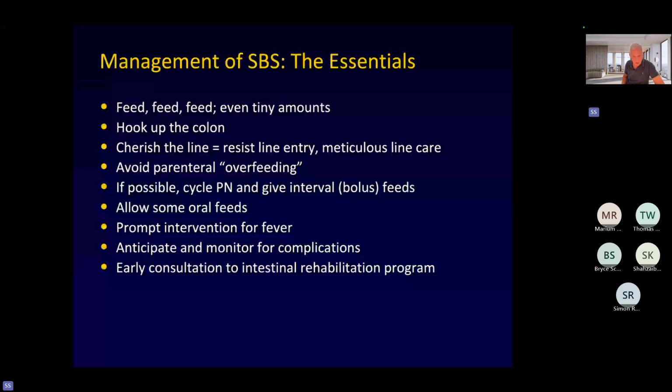Don't be a hero. If you have a patient whose length of small bowel or site of resection predicts a long-term course on parenteral nutrition, these patients should be referred to an intestinal rehab program. And then early referral for potential small bowel transplantation. That really is something that we really don't have to engage in. We really need to engage in the early consultation to an intestinal rehab program. And that's it.